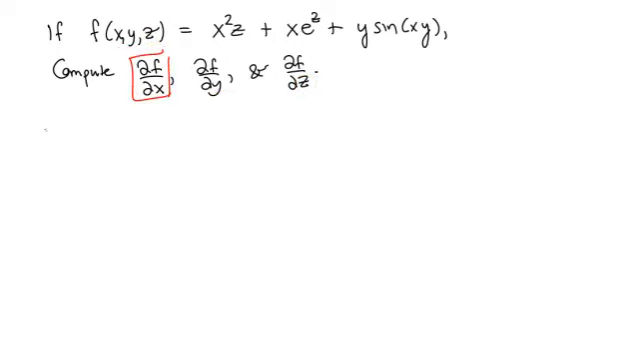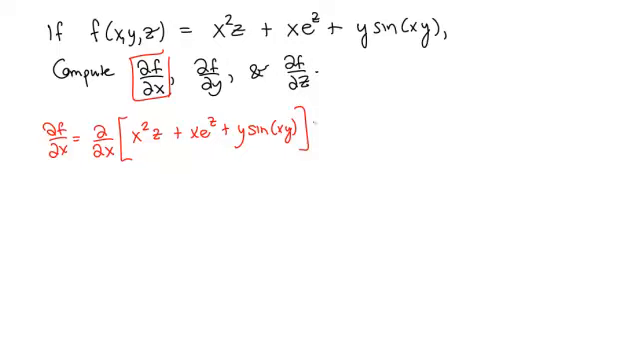So let's start off with del f del x. So del f del x means to take the derivative, treating x as a constant, of the expression x squared z plus x e to the z plus y times the sine of xy. So as we work our way through this particular derivative right here, let's notice on the first piece, z is a constant. So I don't need to use the product rule. I can just take the derivative of the first piece, 2x, and multiply by z. In the second piece, again, e to the z is a constant. So I don't need the product rule. Constants just come along for the ride, so the derivative will be 1 times e to the z.